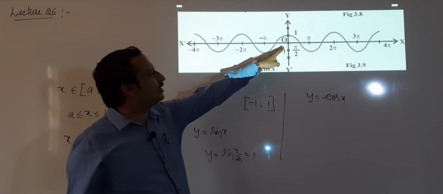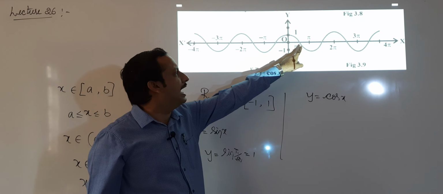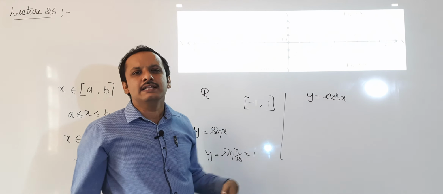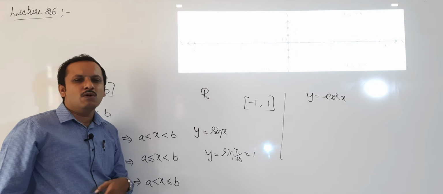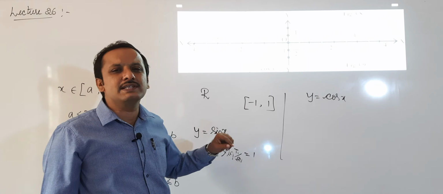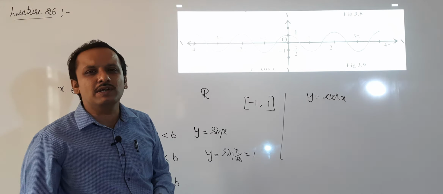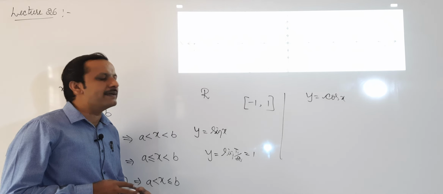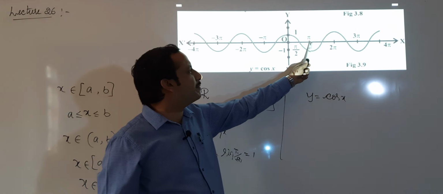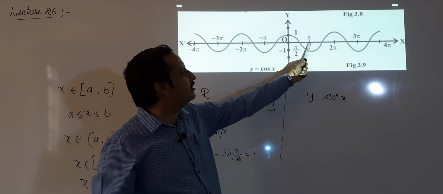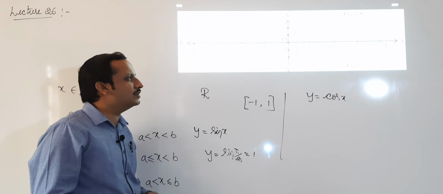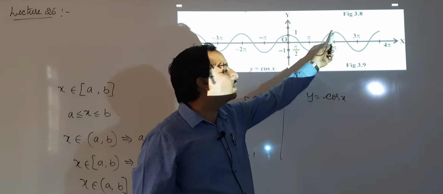At 0, the value of y is 1. At pi by 2, the value of y is 0, because at pi by 2 this graph touches the x-axis. When a graph touches the x-axis, its y coordinate is 0. So y is equal to 0 at x equal to pi by 2. That means cos pi by 2 is 0, which we already know, that cos 90 degrees is equal to 0. Then at pi, observe, cos pi has the value -1. Then at 3 pi by 2, cos 3 pi by 2 is 0, and cos 2 pi is 1.